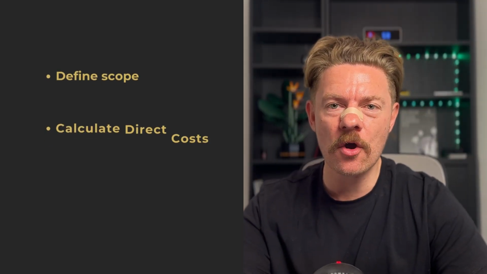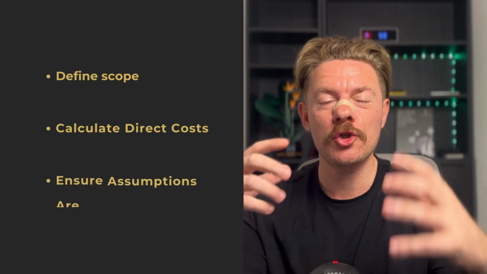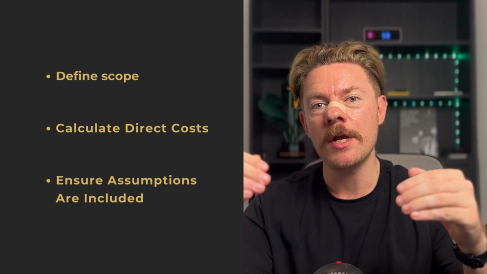We're going to walk through how AI can help you define scope, calculate direct costs, and ensure that every single assumption is included in your estimate, all using a real construction example so you can see the workflow from start to finish. But first, let's start with why estimating is so important.